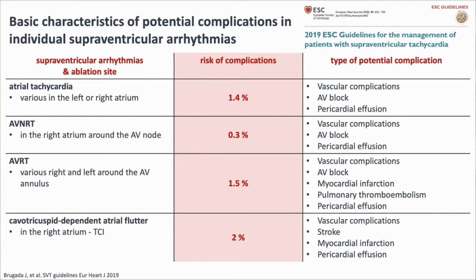AV block can be present in ablation near the AV node, especially during AVNRT or AVRT ablations. Complete AV block occurs during ablation of the septal and posterior septal accessory pathways. Its incidence is reported to be around 0.5%, but in a workplace with extensive experience, the actual incidence is much lower.